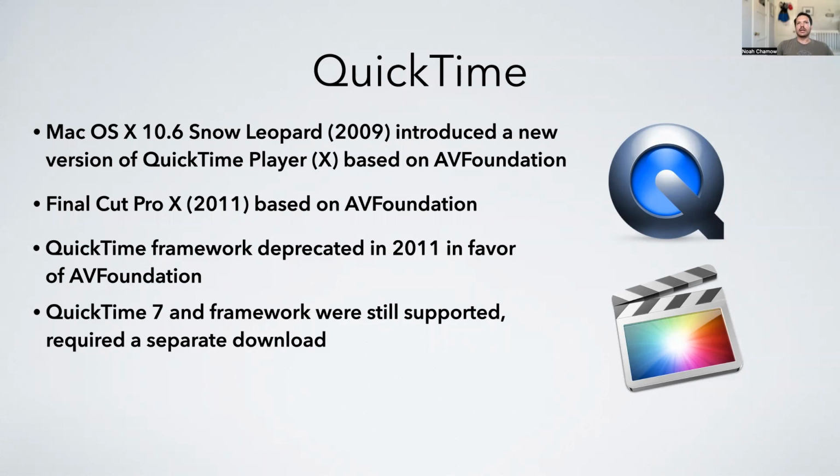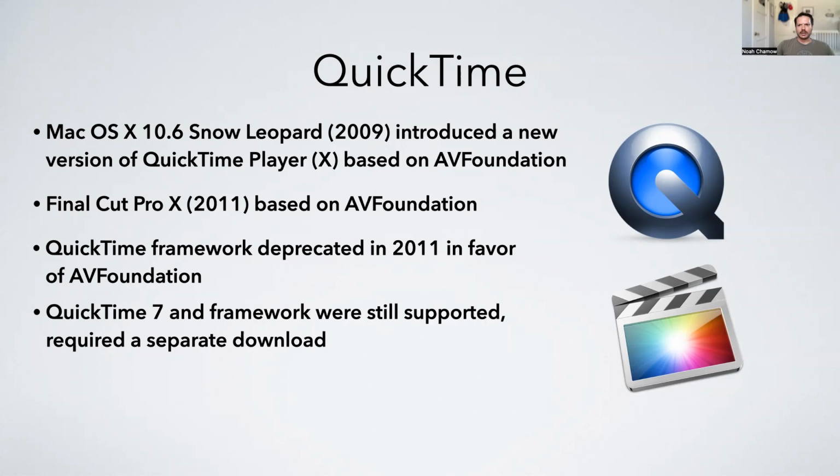So if you installed macOS between, I guess, about 2011 and 2017-ish, you may have had to download the QuickTime player or QuickTime 7. And the reason for that was because it was no longer part of the operating system, and it had become a separate download. But that lasted for a long time. There was support for the QuickTime framework in the operating system, even though Apple had moved on to AV Foundation.